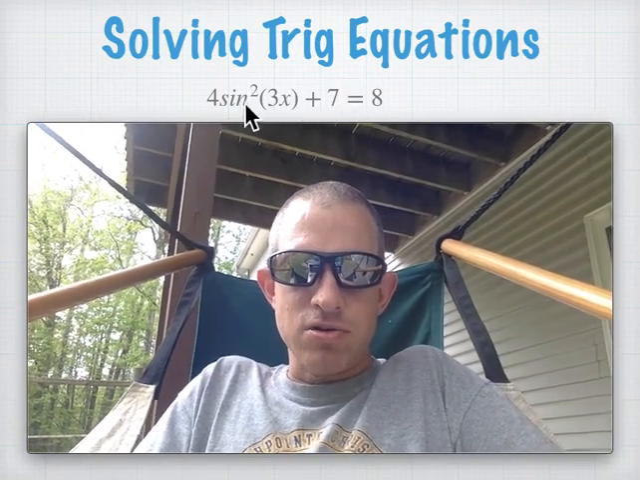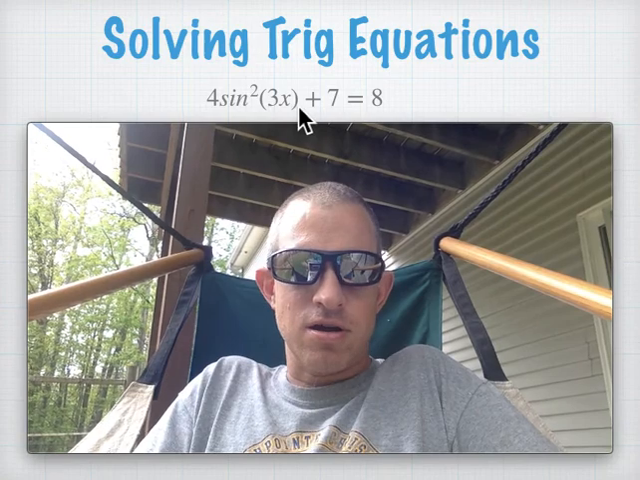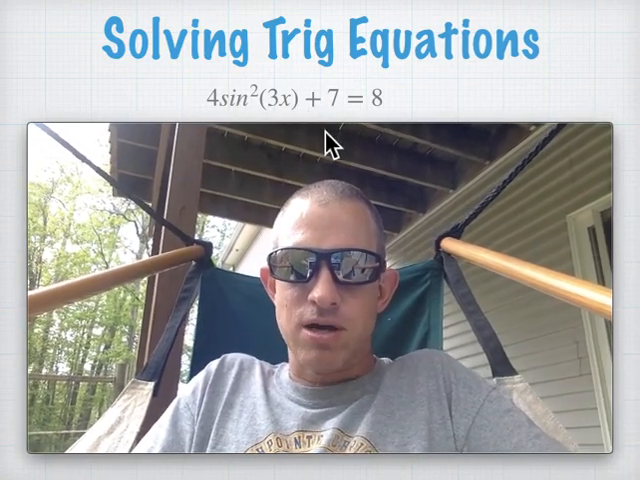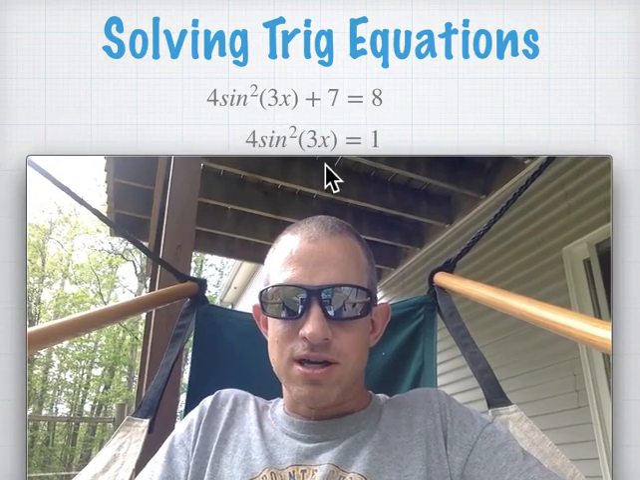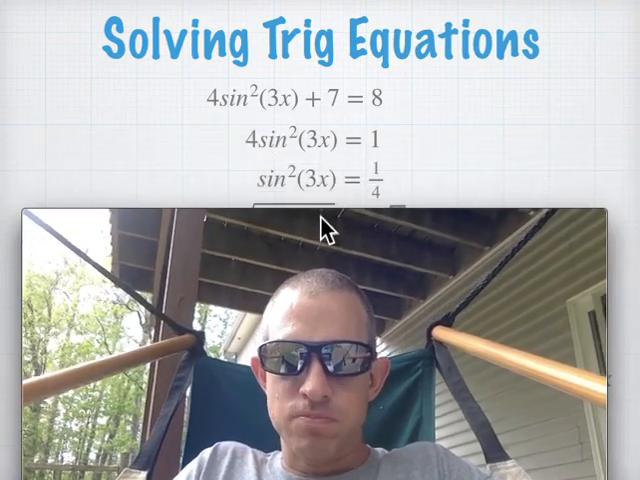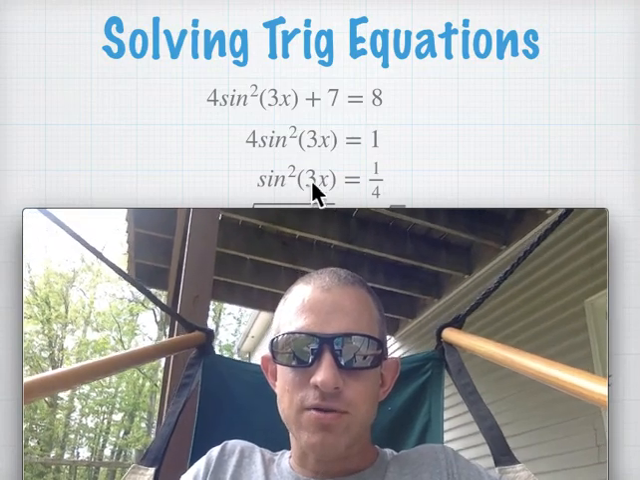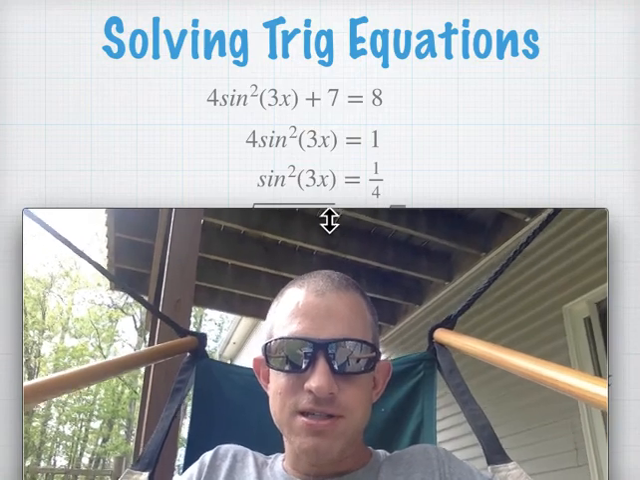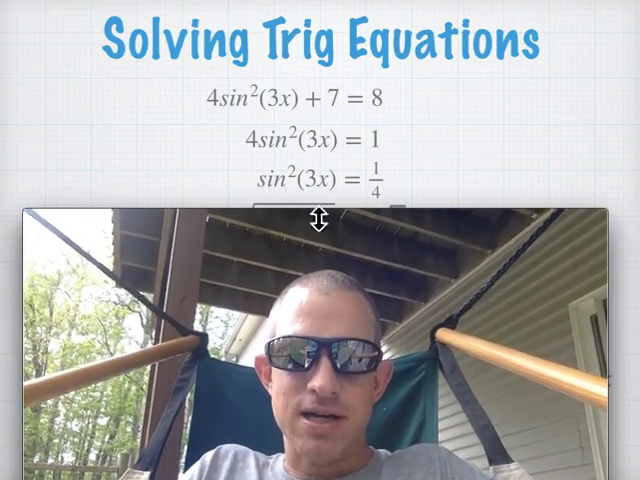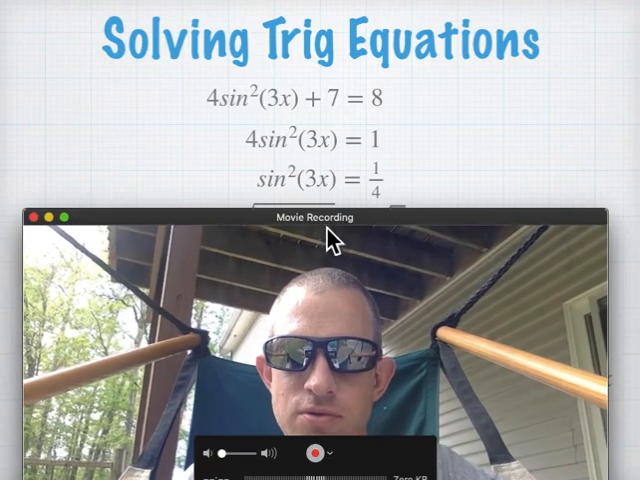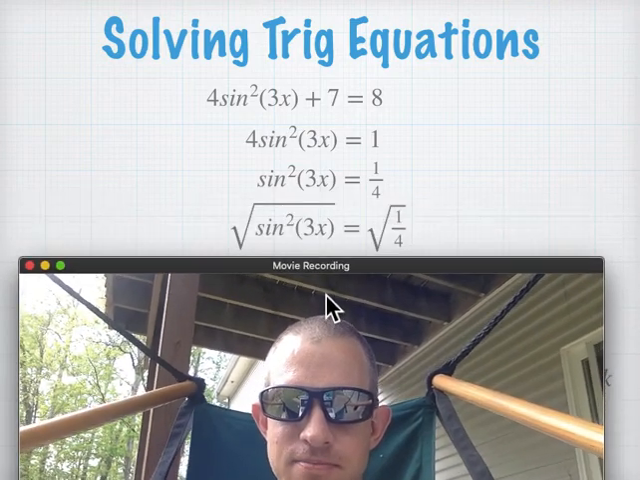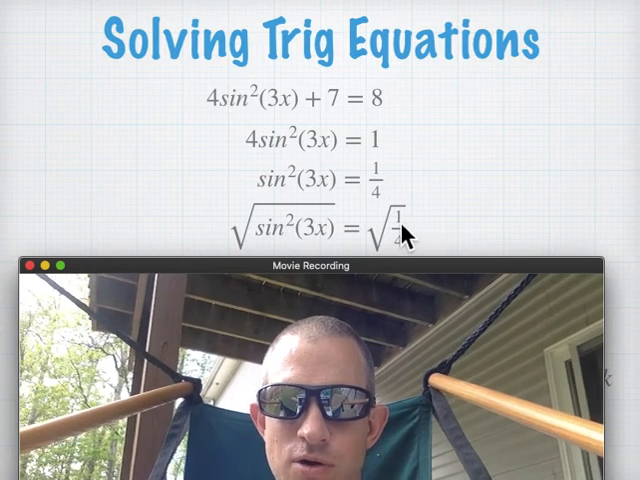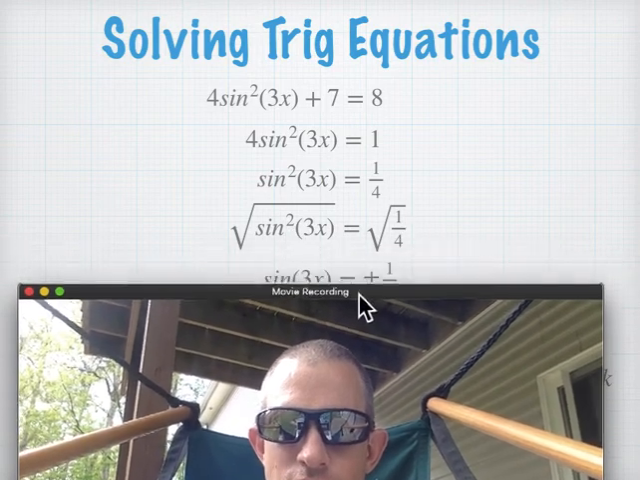So initial goal here, I want to get sine squared of 3x alone. And so I don't like the 7, I don't like the 4, and so I'm going to subtract 7 from both sides and then divide both sides by 4. And so that gives me sine squared of 3x equals 1/4. Spoiler, you can see here, I'm going to need to take the square root to get sine alone. And so if you take the square root of both sides, over here, this is just going to become sine. And on this side, square root of 1 over square root of 4, that's going to be 1 over 2.